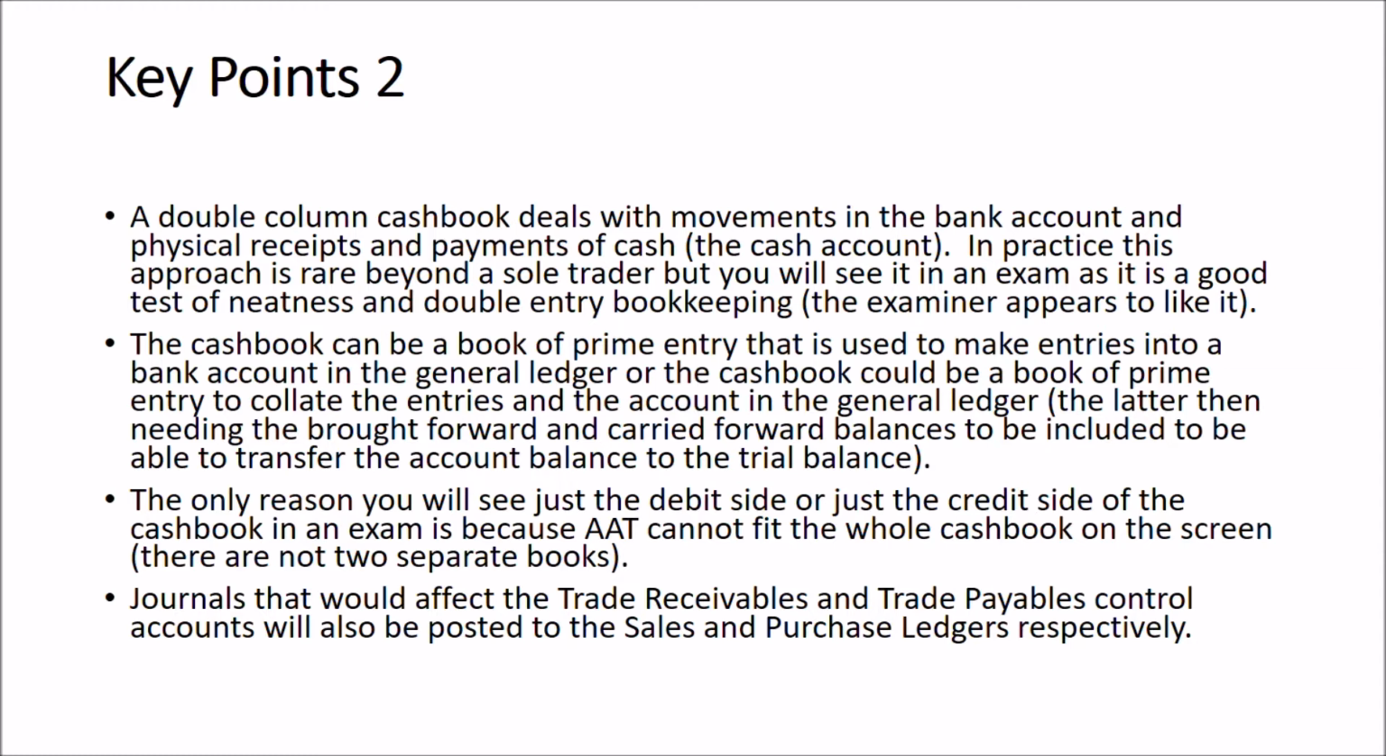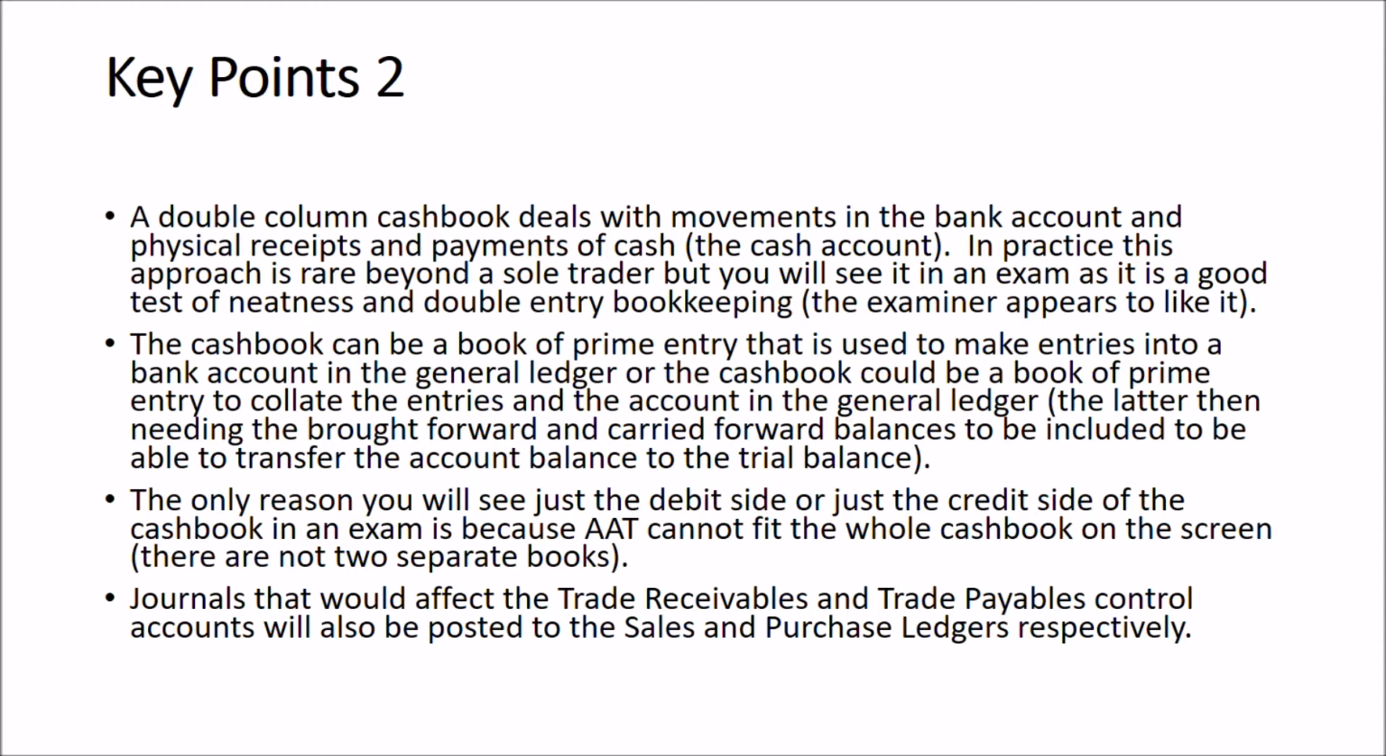The cash book can be a book of prime entry that's used to make entries into the bank account in the general ledger, or a cash book could be a book of prime entry to collate the accounts and also form the account in the general ledger. Then we have to put brought forward and carry forward balances in there. Actually, it is more likely what's used that the cash book is the book of prime entry and the ledger.